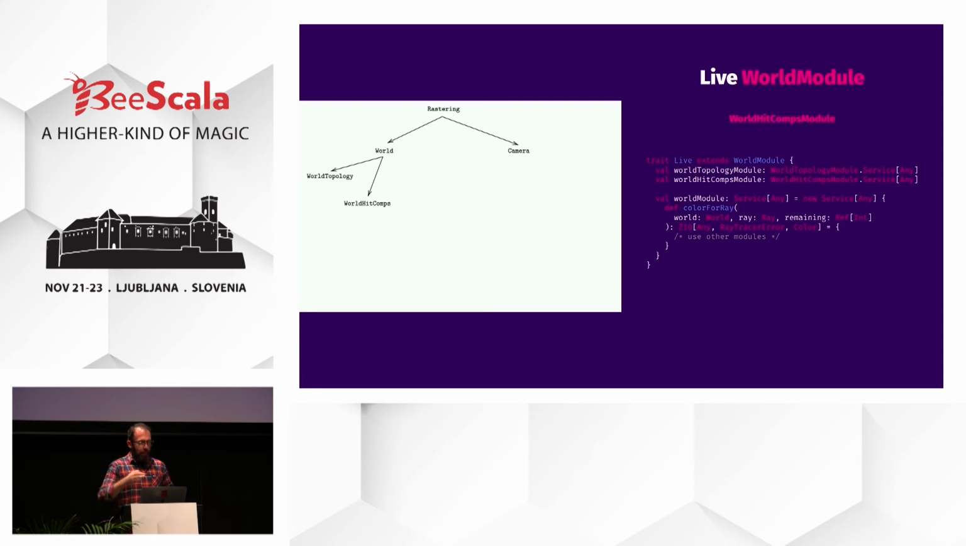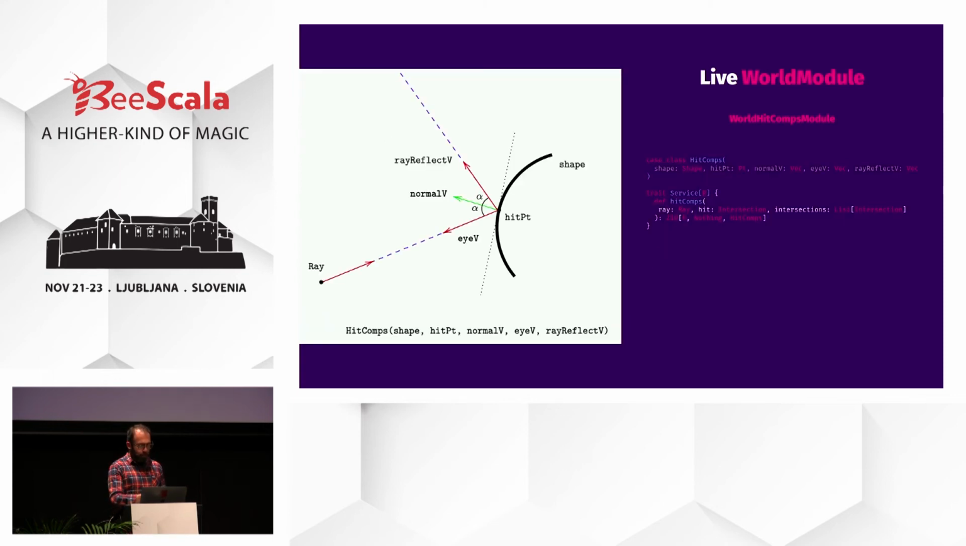So the calculation of these components is delegated to another module, which is the hit components module, that will be responsible for calculating essentially these three vectors. So we have the shape that the ray hits, the point where the shape, the sphere for example, is hit. It will be responsible for calculating the normal vector to the shape, which is the orthogonal vector to the hit point. The I vector, which is essentially the opposite of the ray, so it's a vector that goes from the hit point towards the camera, and also the reflected vector of the ray, which will be important later on.